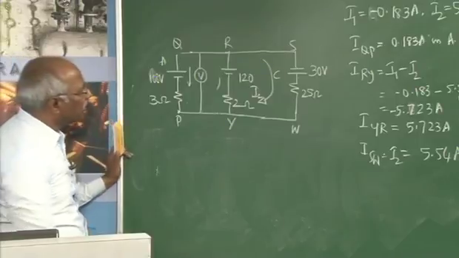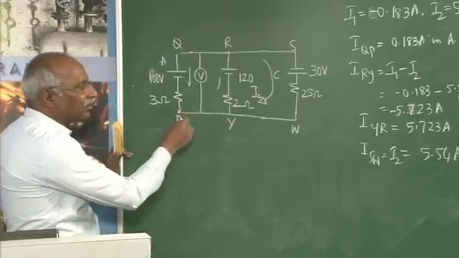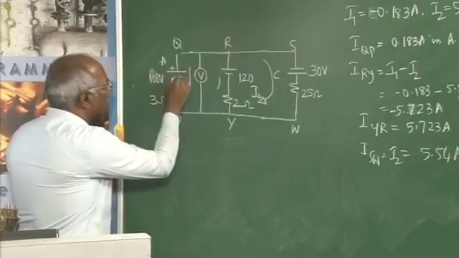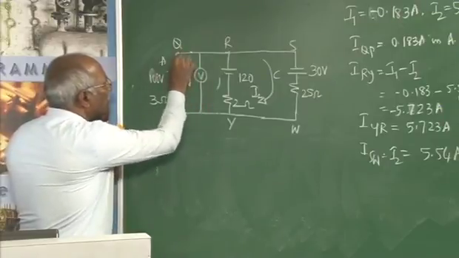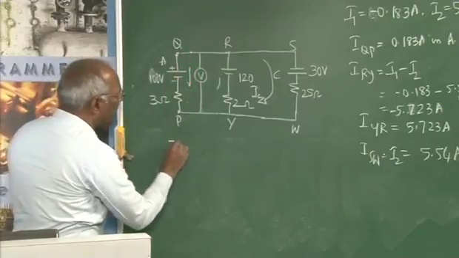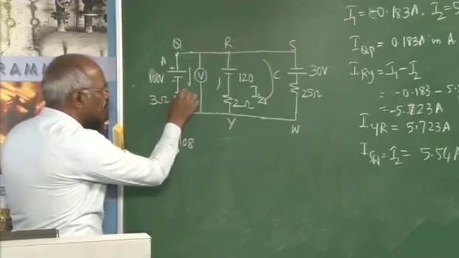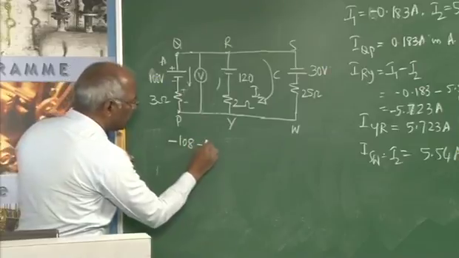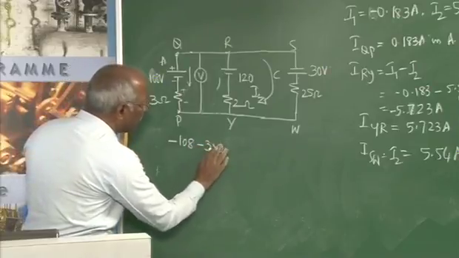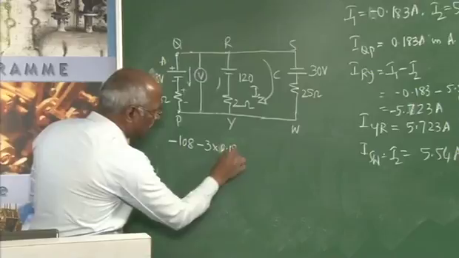With that in mind, now what will be the voltage here? To understand that, apply Kirchhoff's law for this loop. If I start from here, plus to minus, that is nothing but minus 108. Then as the current is going this way, it is plus to minus, that is nothing but minus 3 into the current, which is 0.183.